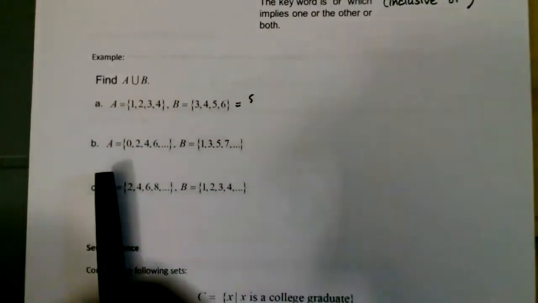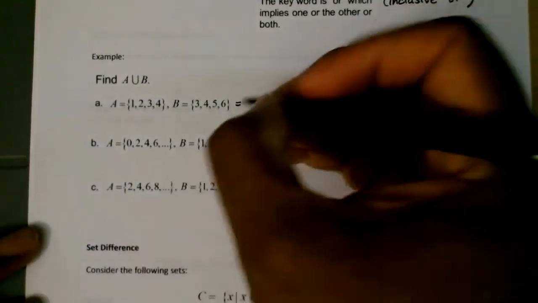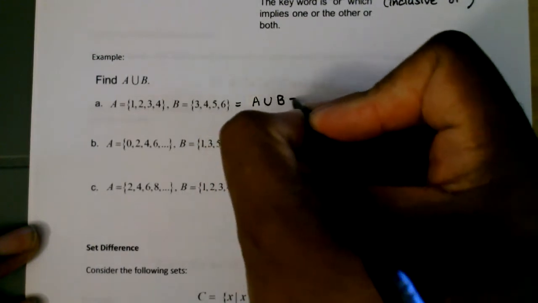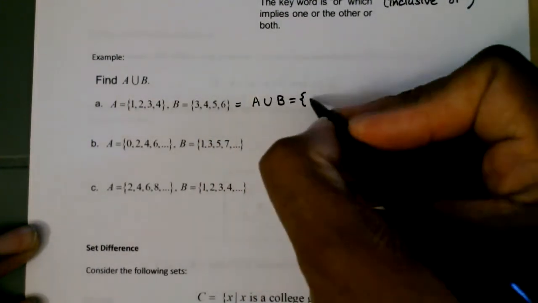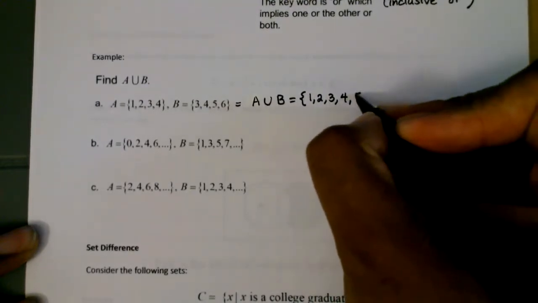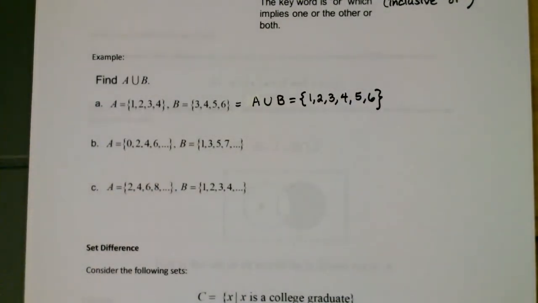So in this case, A union B, written like this, would be this: 1, 2, 3, 4, 5, and 6. That's A union B. And notice I only list the 3 and the 4 only once.